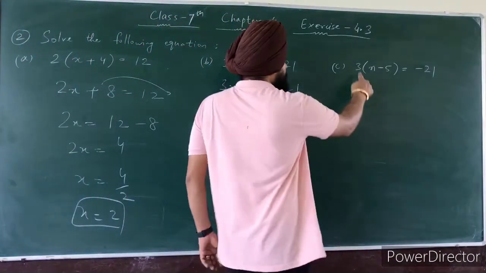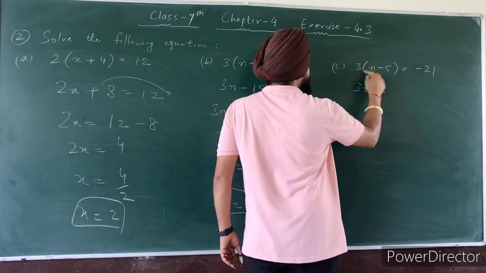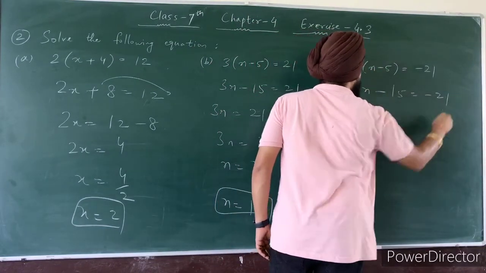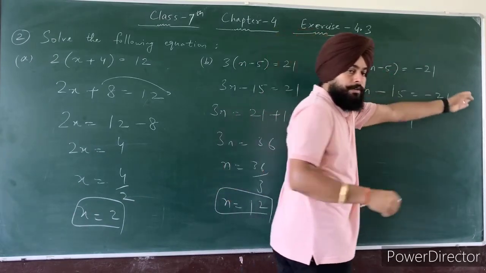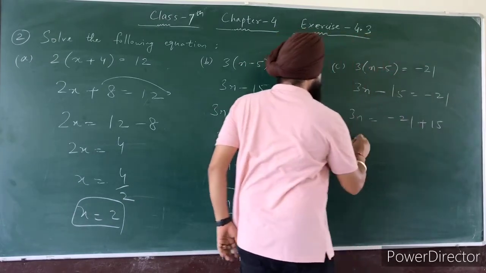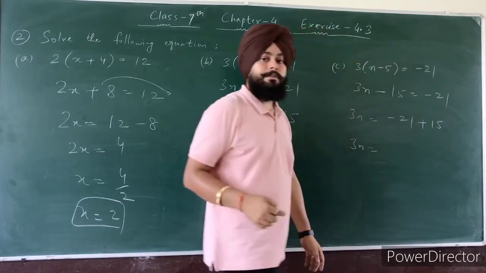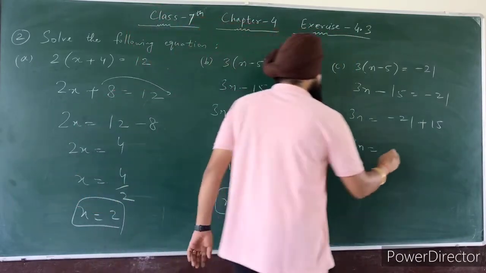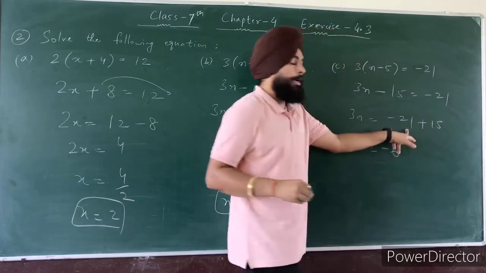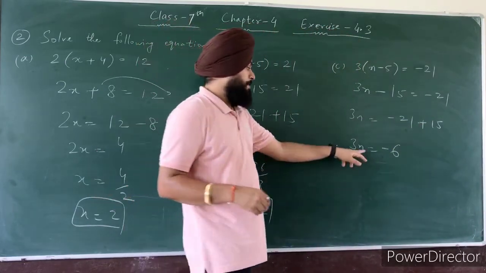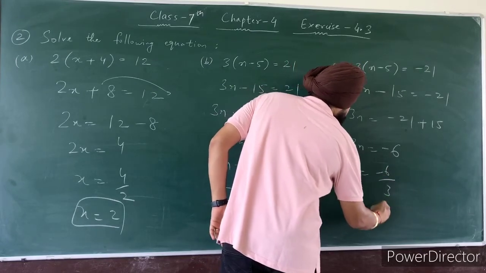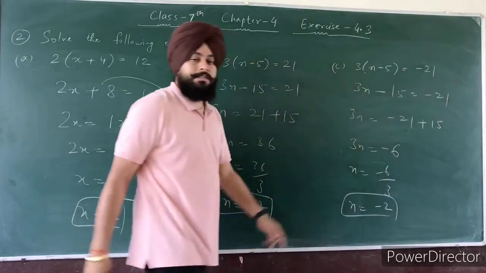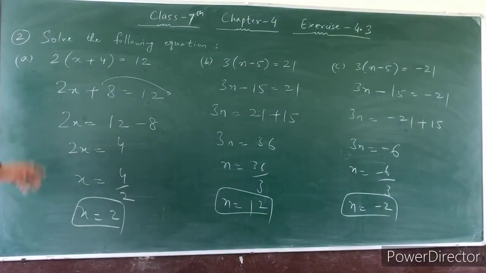Next C part, open the bracket, 3 into n, 3n minus 3 fives are 15 is equal to minus 21. So 3n is equal to minus 21, minus 15 sign positive, plus 15. 3n is equal to minus 21 plus 15, which is 6. The sign is negative because 21 is greater than 15. Now 3 is the coefficient of n, it is divided with minus 6. So 3 twos are 6. The value of n is here minus 2. So this is your A, B and C part of question number second.